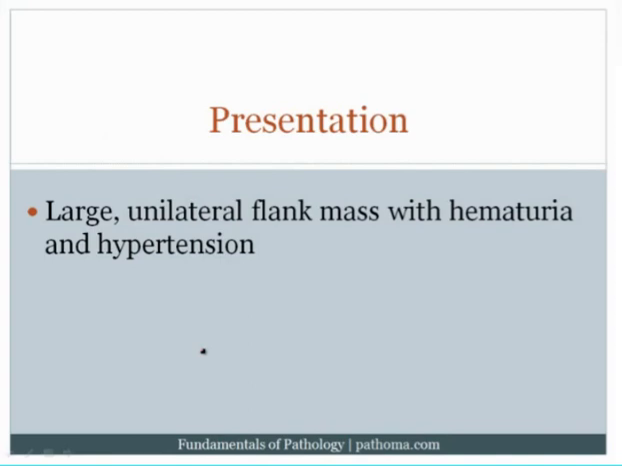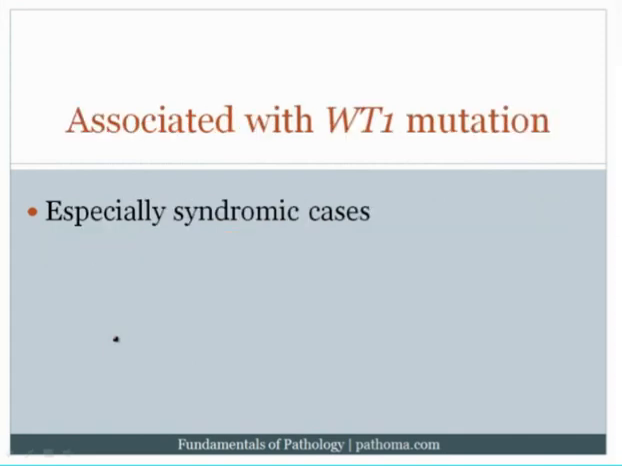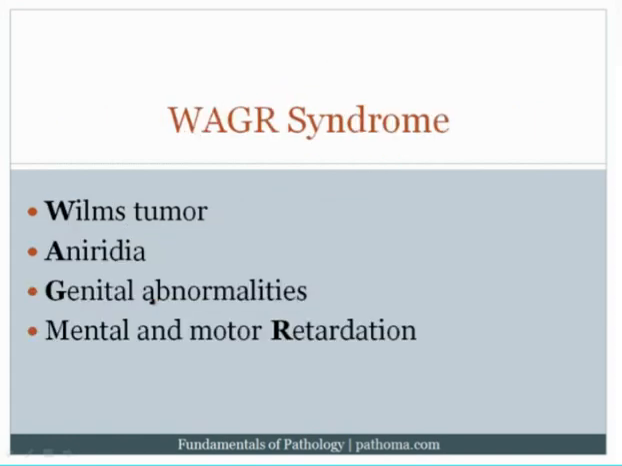Patients with Wilms tumor generally present with a large unilateral flank mass, classically with both hematuria and hypertension, and the hypertension is actually due to renin secretion. Wilms tumor is associated with WT1 mutations, especially in syndromic cases. One high-yield example of a syndromic case would be the WAGR syndrome.